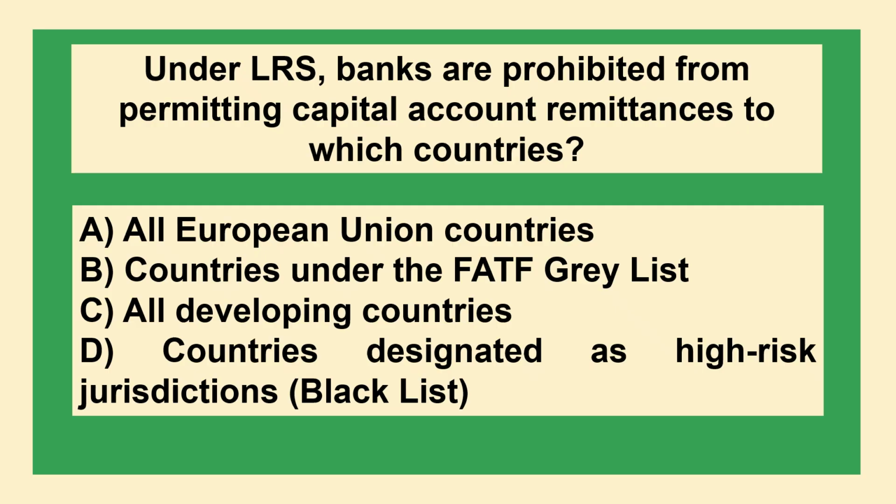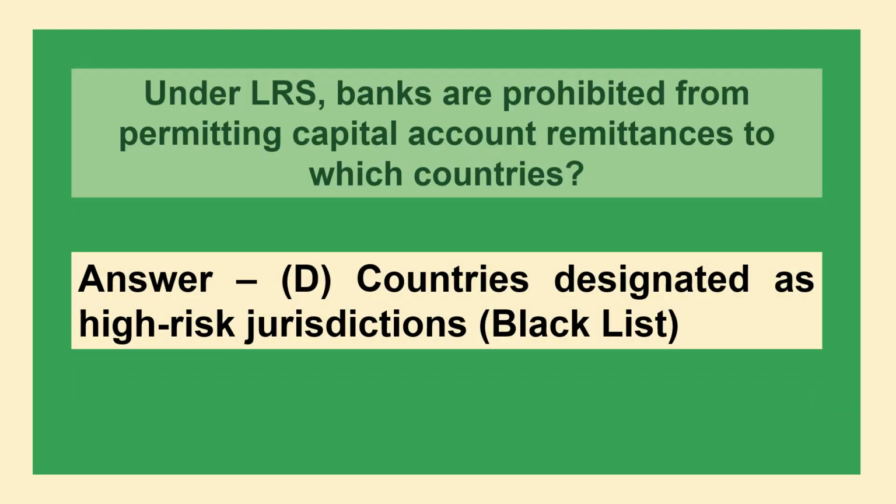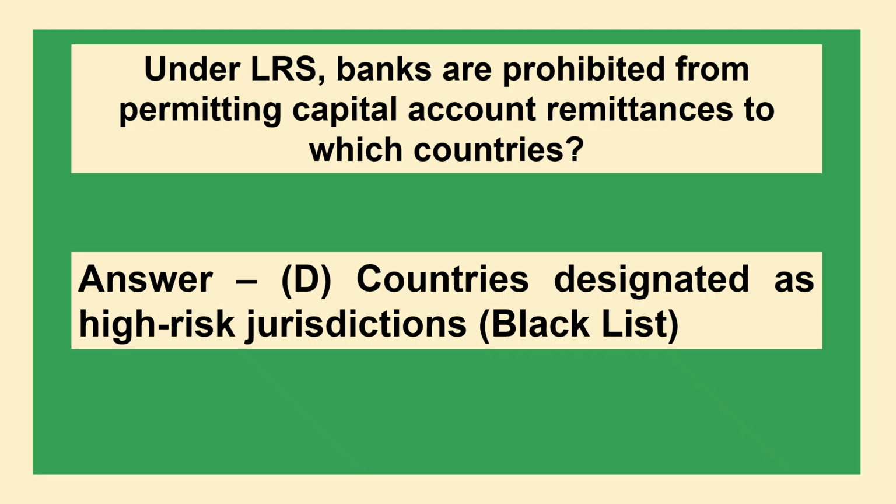Under LRS, banks are prohibited from permitting capital account remittances to which countries? Option A, all European Union countries. Option B, countries under the FATF grey list. Option C, all developing countries. Option D, countries designated as high risk jurisdictions, blacklist. The answer is option D, countries designated as high risk jurisdictions, blacklist.